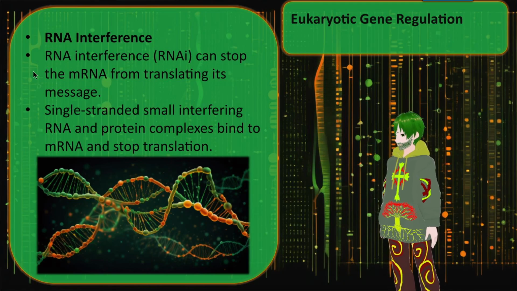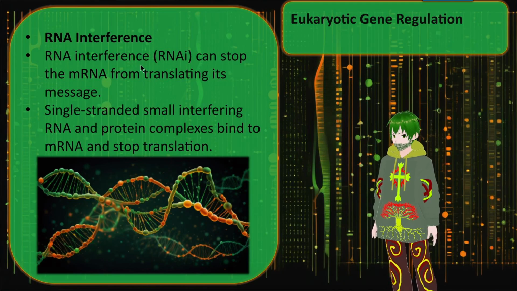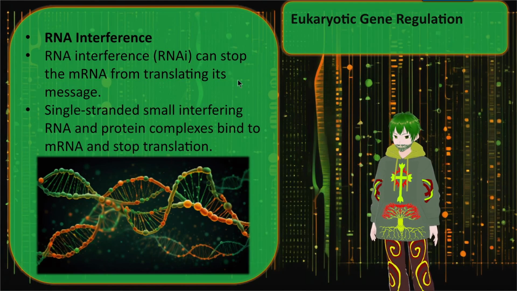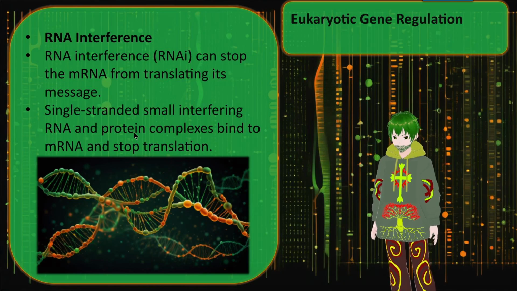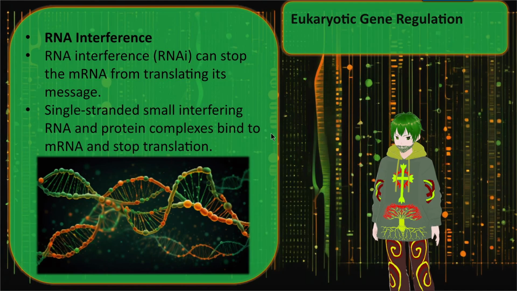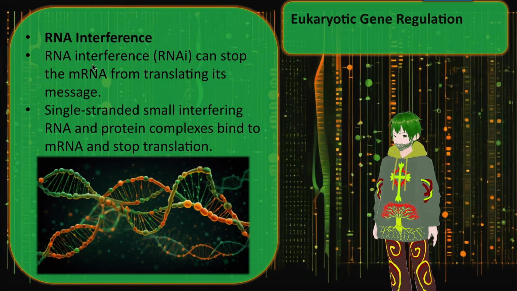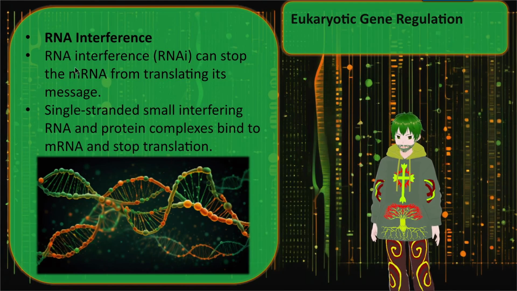Okay, RNA interference is another method of gene regulation, and this can stop the mRNA from transcribing its message, right? This interferes with the mRNA. So single-stranded, small interfering RNAs, another fun RNA type, and protein complexes bind to your mRNA, and stop transcription. Okay, so these can be produced from the nucleus and sent out to stop the transcription message after it's happened.